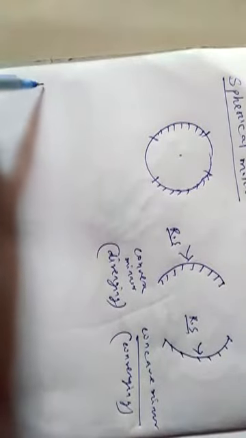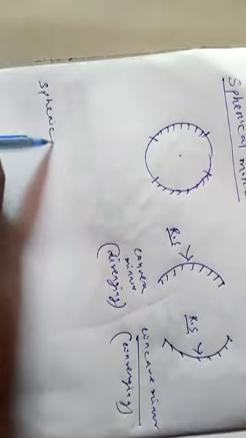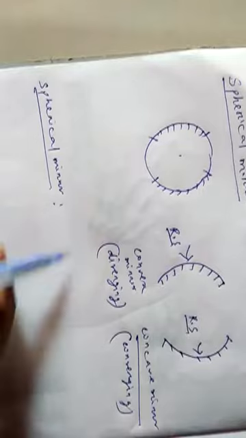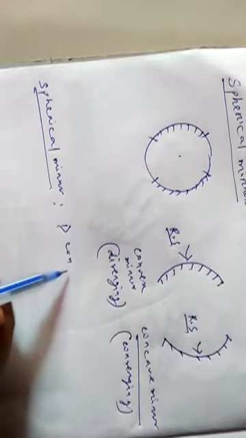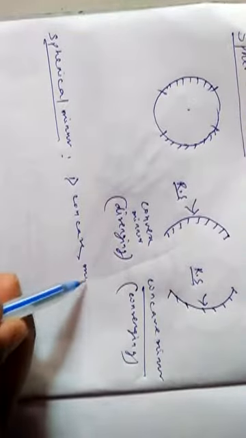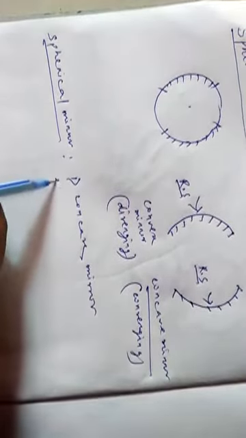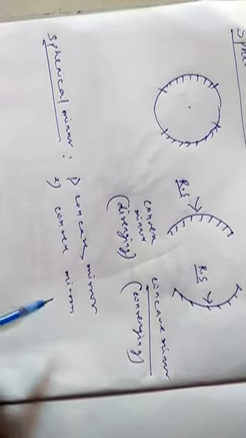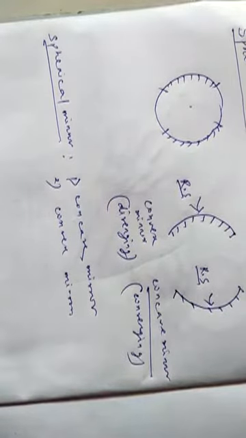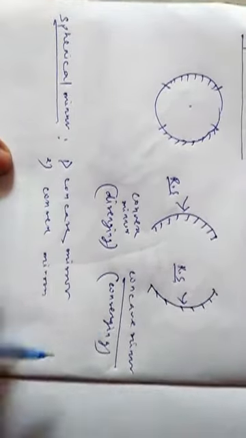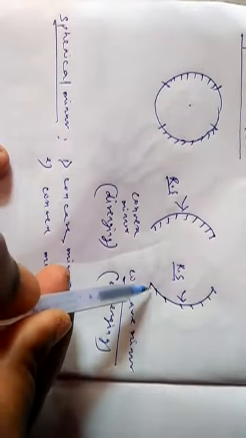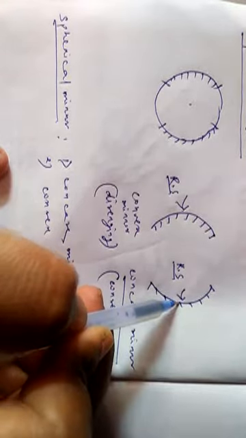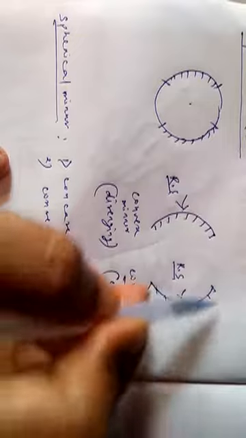Okay, so remember we have two types of spherical mirror. One is concave mirror, and second one is convex mirror. So what is concave mirror? Concave mirror is a spherical mirror which, when seen from the reflecting side, is depressed at the center. There is depression at the center and it bulges at the edges.